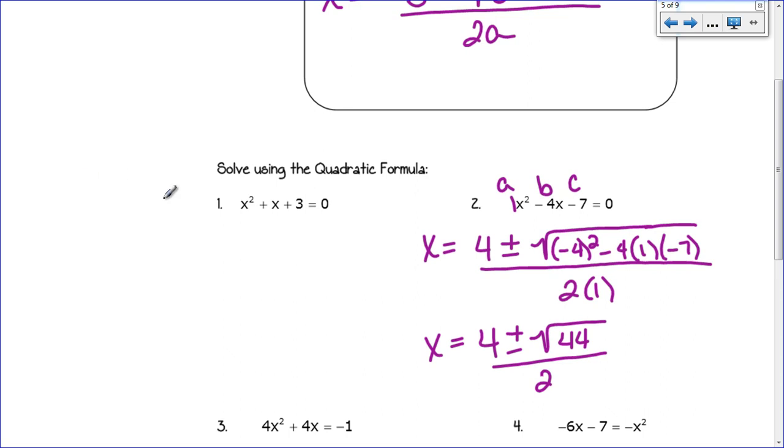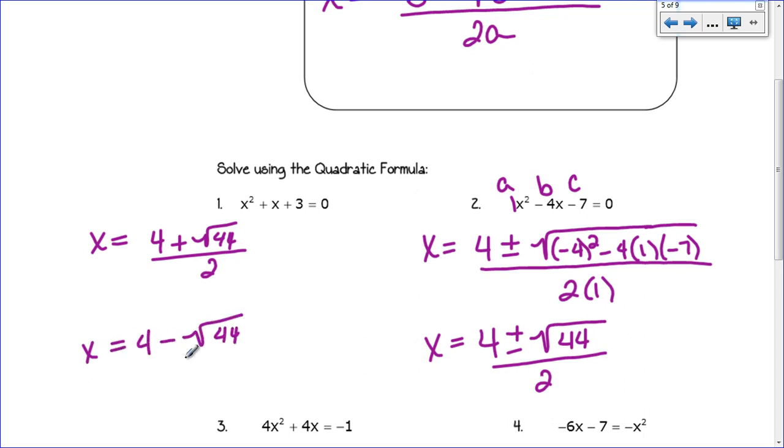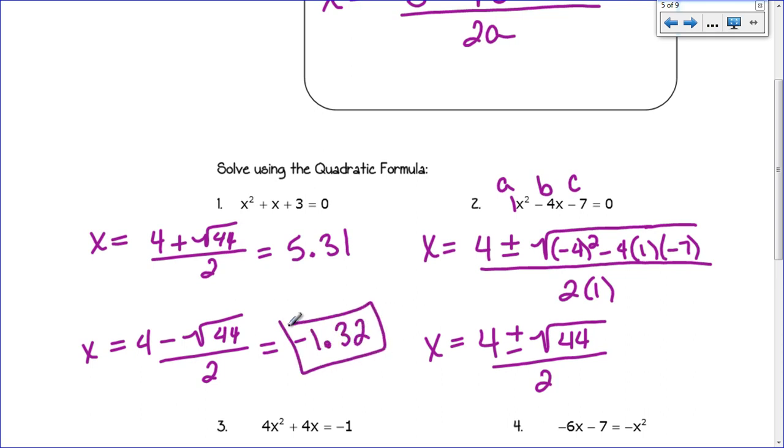Now, this plus or minus means I'm going to have to solve this twice. To find x, I'm going to have to do 4 plus the square root of 44 divided by 2, and then 4 minus the square root of 44 divided by 2. And again, I have a calculator. I'm going to plug this into my calculator and round to the nearest hundredth. This one comes out to 5.31. This one comes out to negative 1.32. So my two roots are these.